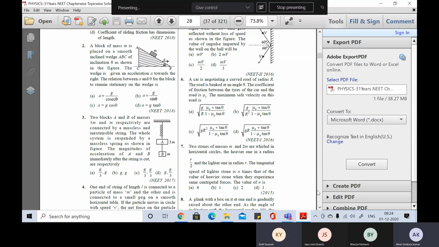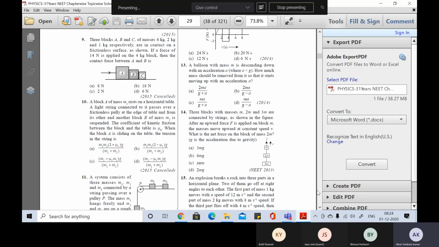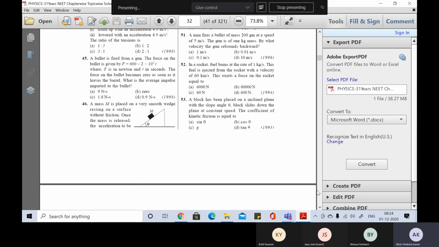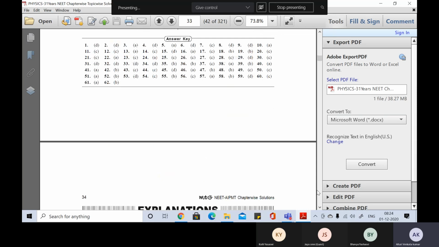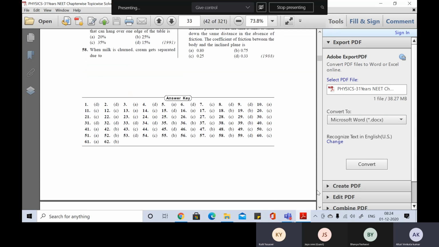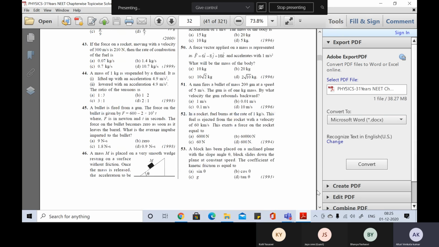Sir, I got acceleration of block A as g by 3. B is automatically g, since when you cut the string it will only be g. So that means option A. Let us see the answer. Question number 3, option A, correct. Very good. Okay.